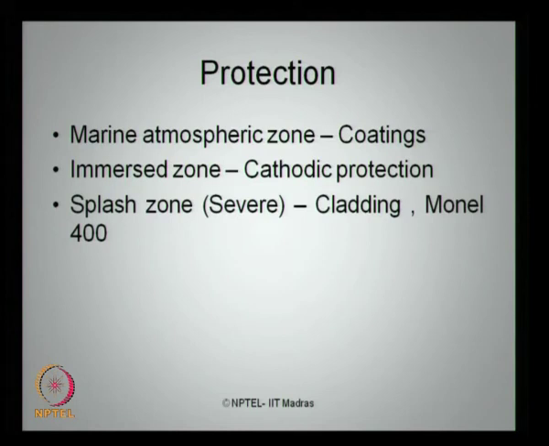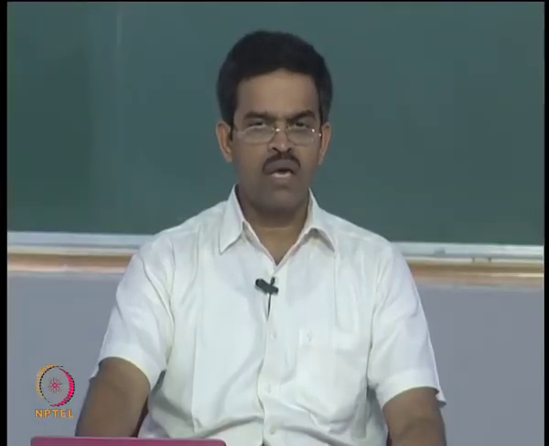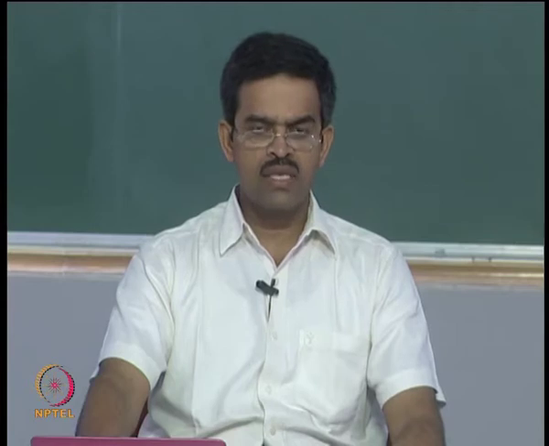When we talk about the splash zone, where the corrosion rate is very severe, I can use Monel 400 or cladding. I can use an external surface material such as Monel 400 to cover the existing material or member and protect the member by this external cover. I call this protection layer cladding.